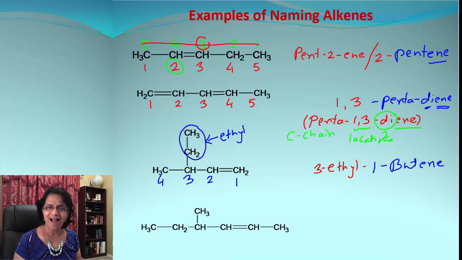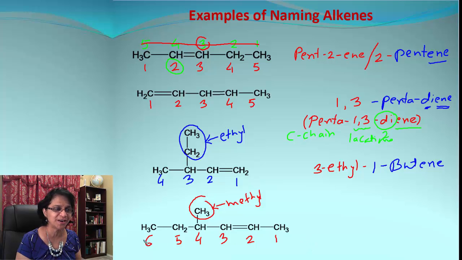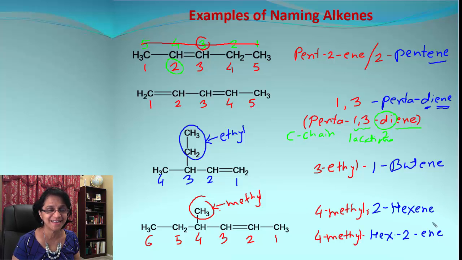Is that simple? How about the next one? Check my numbering. I'm going from right to left to make sure that the carbon atom with the double bond gets the least number. And of course the side chain I have is a methyl group. So what's the name going to be? Check your answers. It's 4-methyl-2-hexene, or we can also write 4-methylhex-2-ene.